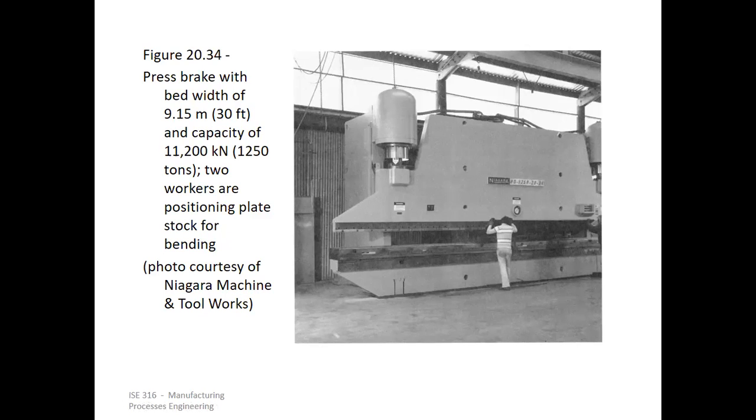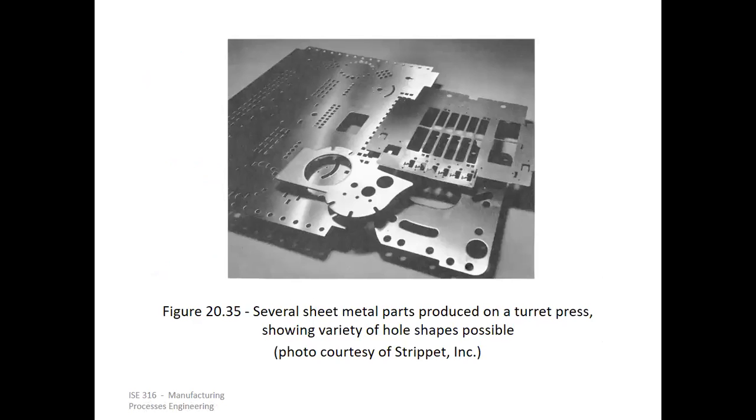So these are taken from the industries which are having what we call larger machine tools. They deal with production, right? Several sheet metal parts produced on a turret press, right? All these are components, not parts of a turret. These are components made through a turret press, right? Showing variety of the hole shapes possible, as you can see, right from smaller holes up until the large and the larger holes.